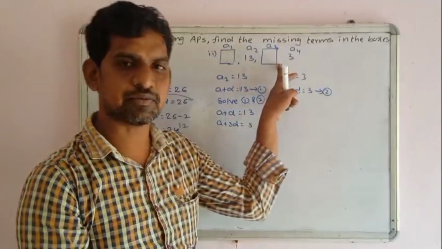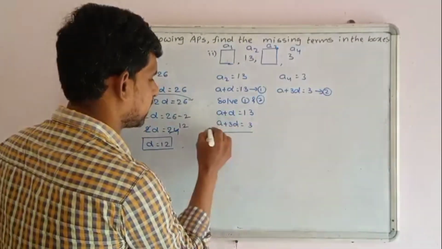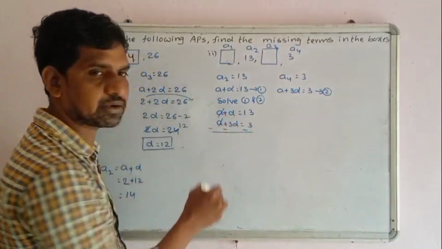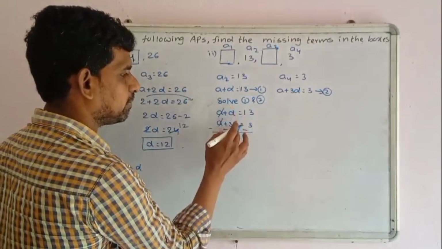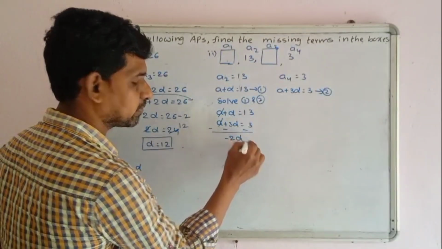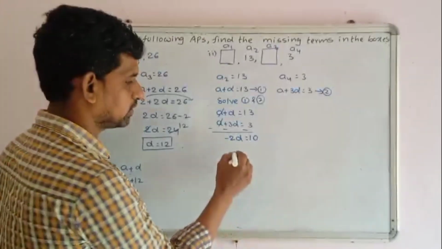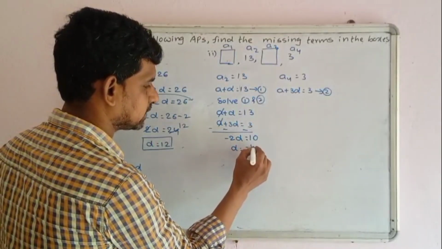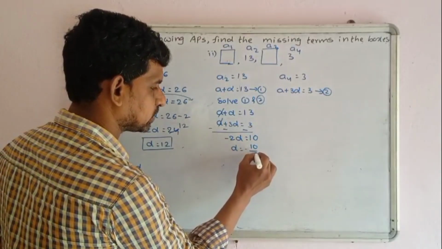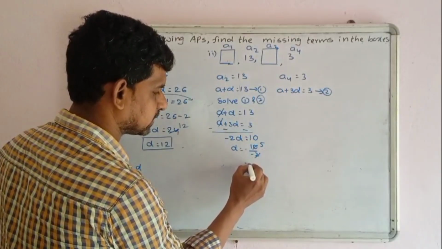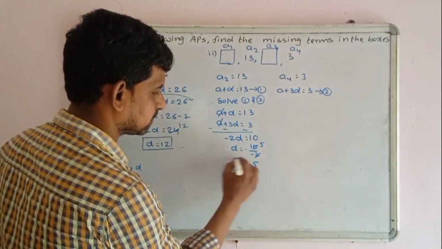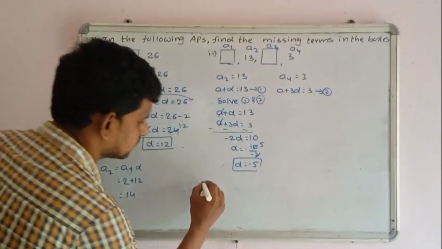Now subtract. Minus, minus, minus. Positive A and negative A cancel. D minus 3D is minus 2D. 13 minus 3 is 10. So D equals 10 by minus 2, that is 5, minus 5. D equals minus 5.